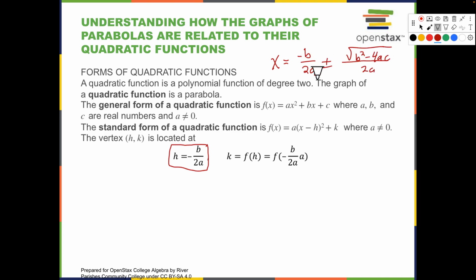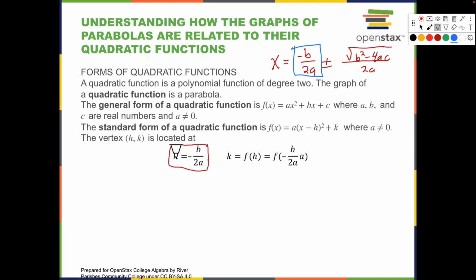Common denominator, usually we just list this as one fraction with the plus or minus up in the top. But I wanted you to see it in this way, is that this part gives us the vertex. We add this value to it and we subtract it. So this is kind of the center of the parabola, which we call the vertex.